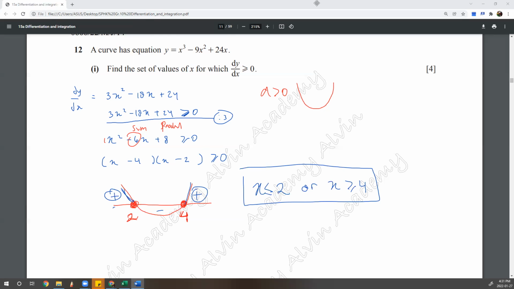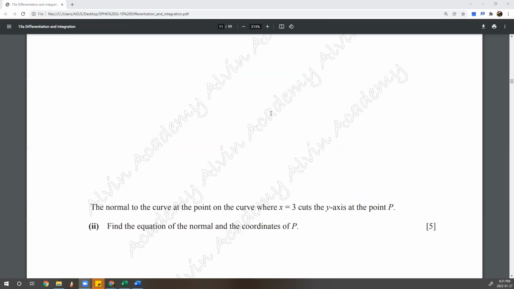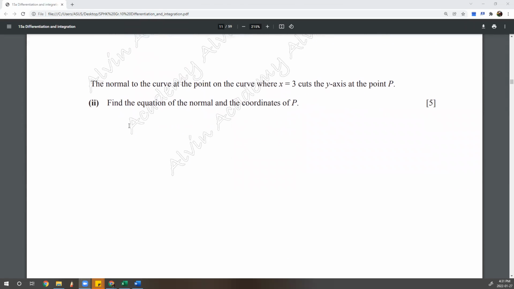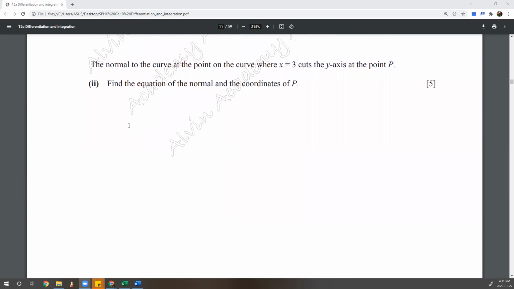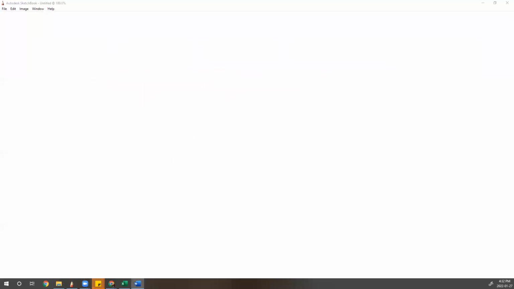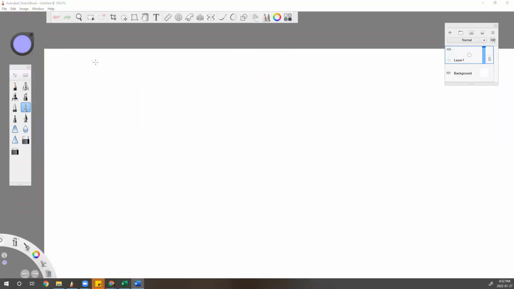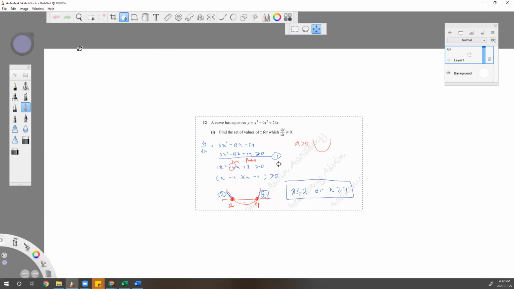Next, question 12. The normal to the curve at the point. Okay, so we are having the next question. I need to use this sketchbook because we need the previous question in order to solve the next question.